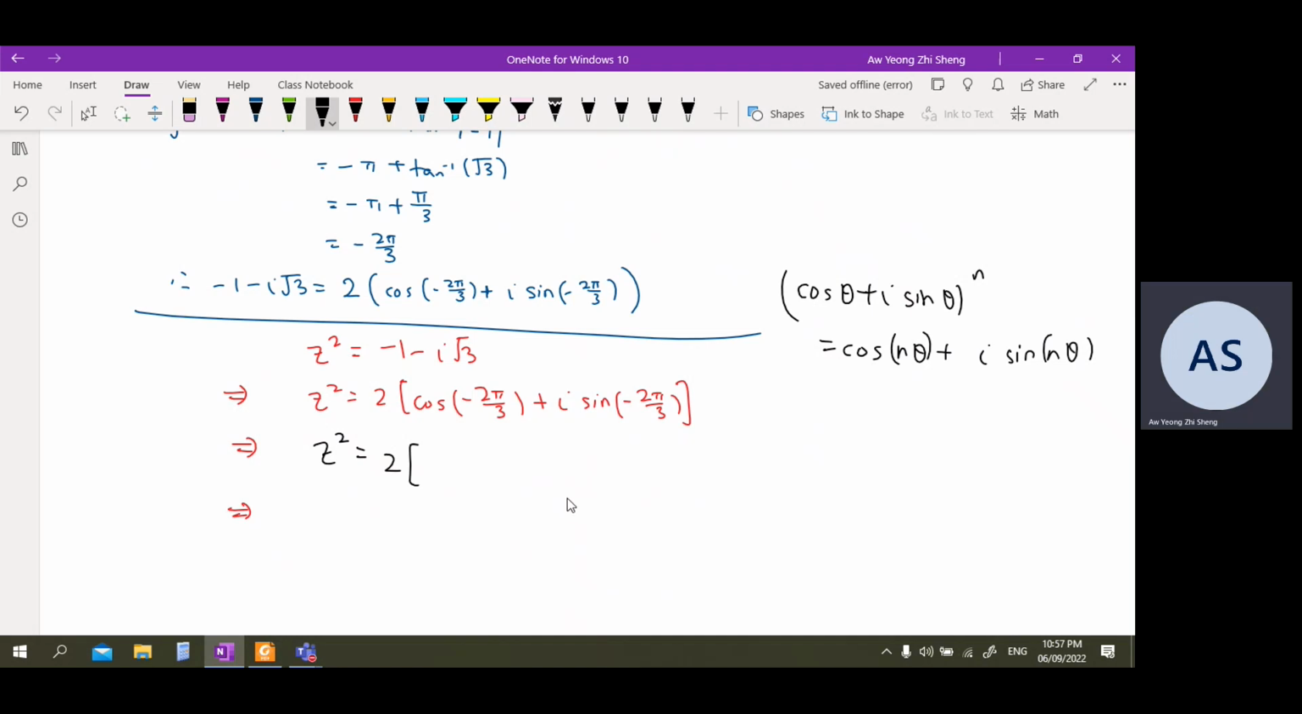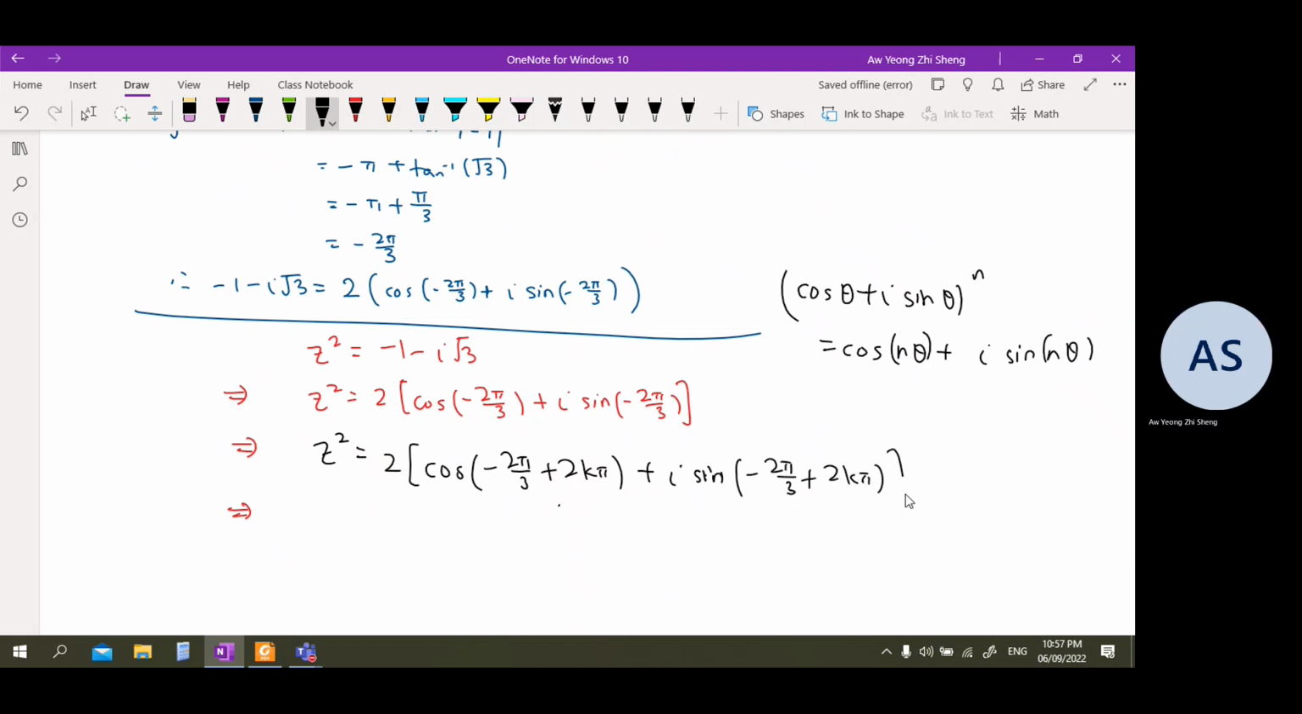So during the exam, if you happen to forget the 2k pi, somewhere in the middle of your working you will realize that there is something wrong, because if you forget the 2k pi, you won't get two solutions at the end. Okay. So minus 2 pi over 3 plus 2k pi, plus i sine of minus 2 pi over 3 plus 2k pi. And here I say where k takes any integer value.